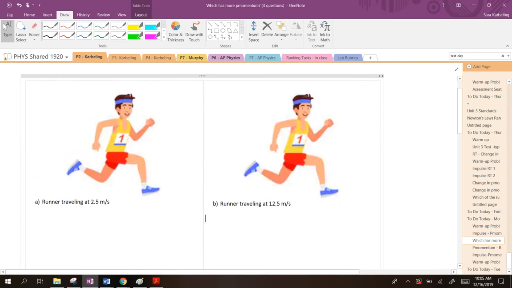All right. Situation 1. Which has more momentum? A runner traveling at 2.5 meters per second or a runner traveling at 12.5 meters per second? Same runner. I'm going to say 1, 2, 3, and then you need to either stand up or squat down. Which has more momentum? Have you got it in your head? 1, 2, 3, go. Which has more momentum?